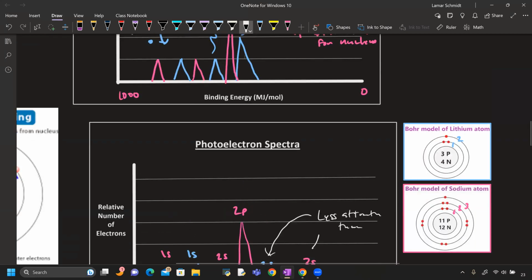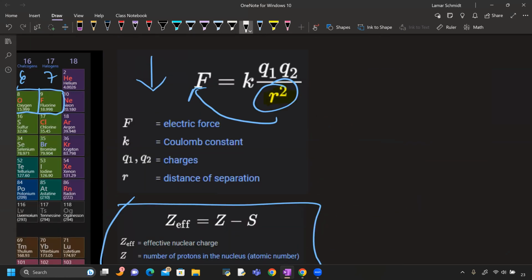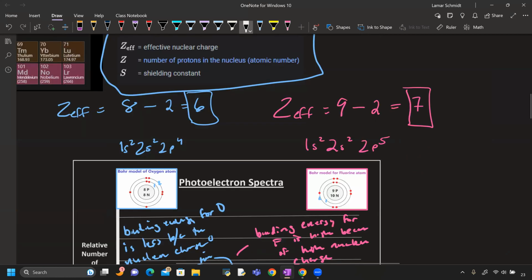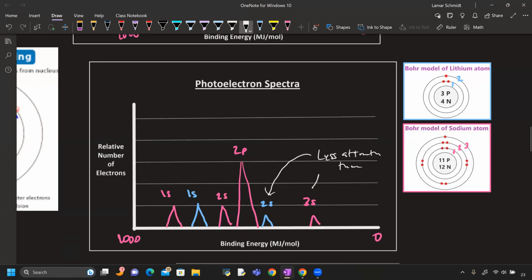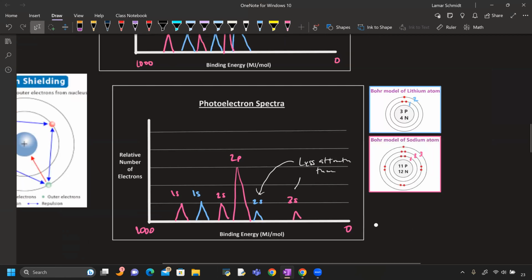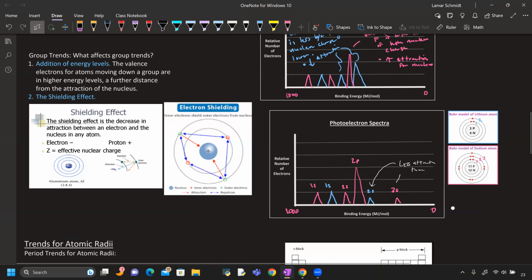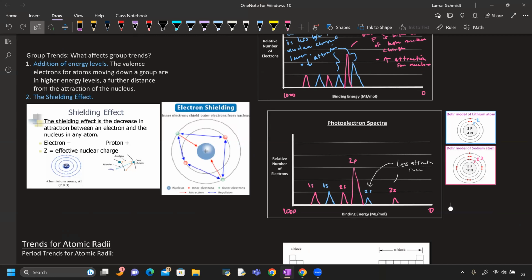How do we know that? We explain that with Coulomb's law. Coulomb's law tells us that as we increase the radius, the force of attraction does what? Decreases. And we related that to binding energy on the photoelectron spectrum for both lithium and sodium. So hopefully that helps you understand and guide you as we start talking about these other periodic trends, because you're going to have to use this idea to explain the other trends that we have for atomic radius, for ionization energy, for electronegativity, electron affinity, all of those.